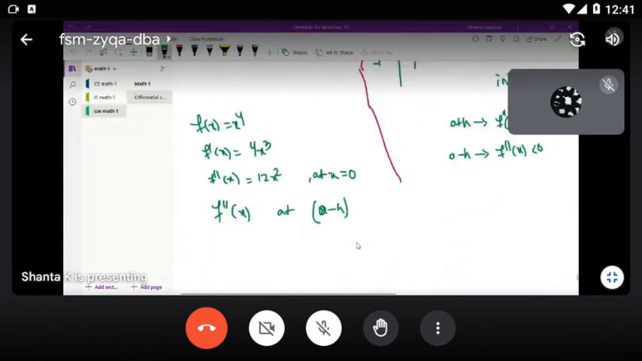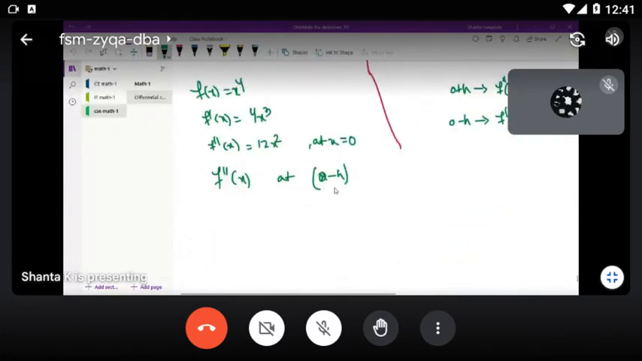At 0 is not a point of inflection here. It doesn't have any point of inflection. Okay, 0 is a point of minimum, ma'am. Now what happens? F triple dash, what is the sign of F triple dash here? It is not equal to 0.